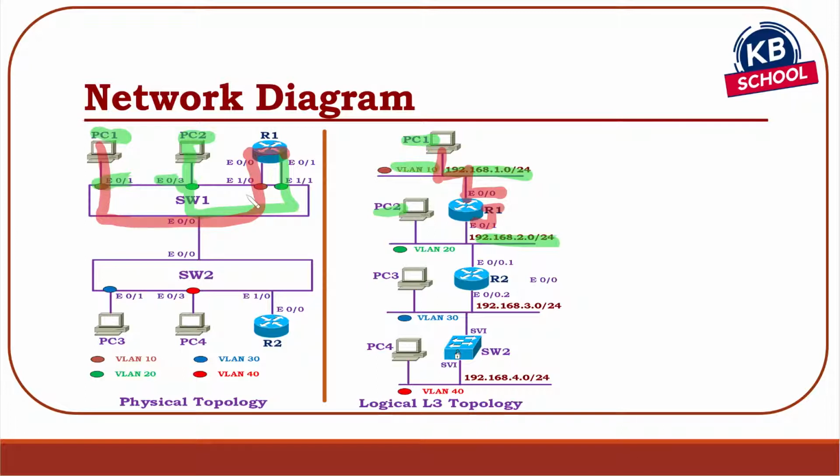It will go from E00 to the router port, get routed through the router, come back into the switch, and then into PC2. Why? Because the logical is the one that controls it, what VLAN you're in and what device you're connecting to. If it's in a different VLAN, it needs to go through the router. The switch is just providing the physical path for it.